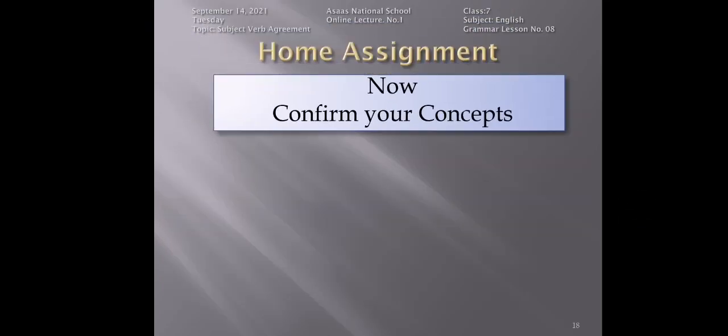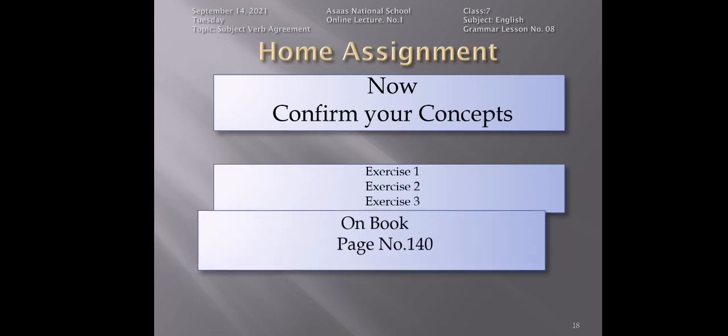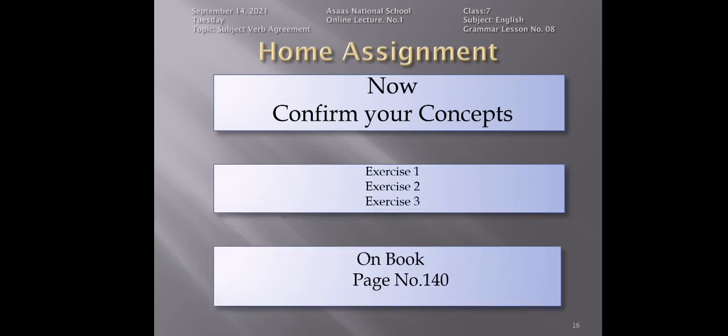Here is your home assignment. Students, you are supposed to write answers to exercise 1, 2, 3 in your book, and if you need any help, you can contact your instructor.